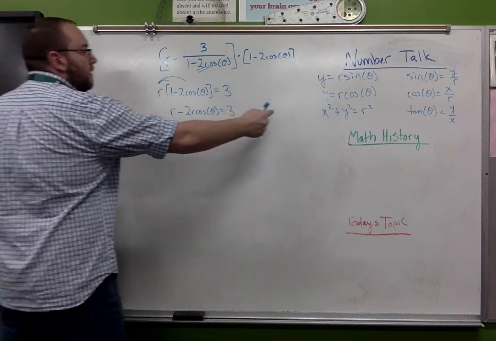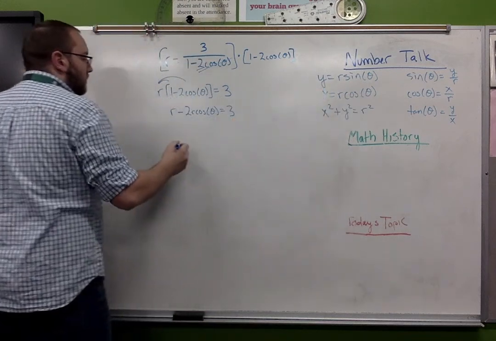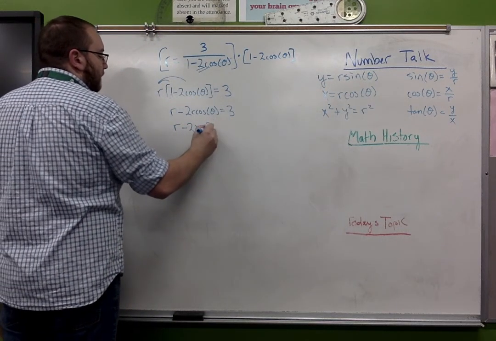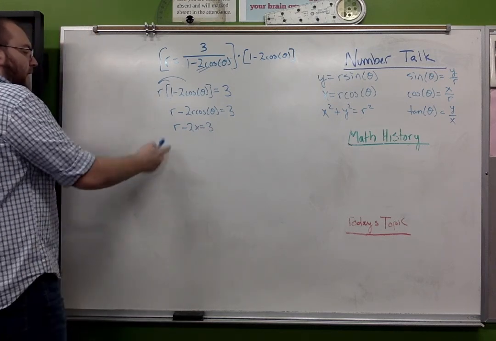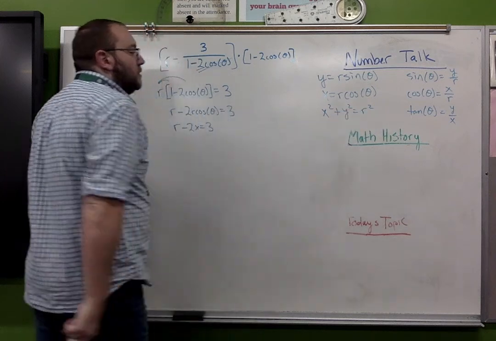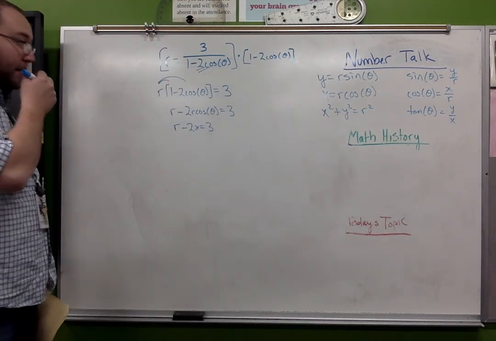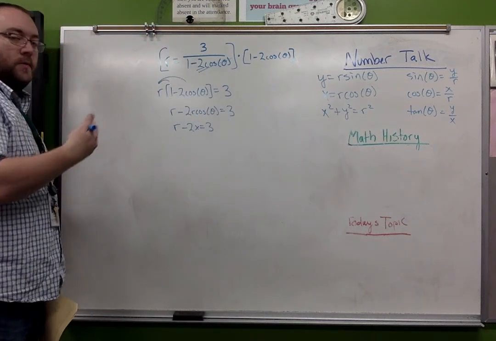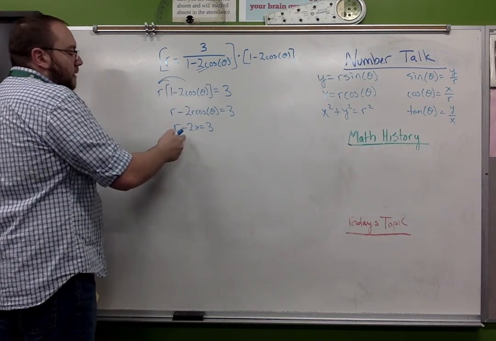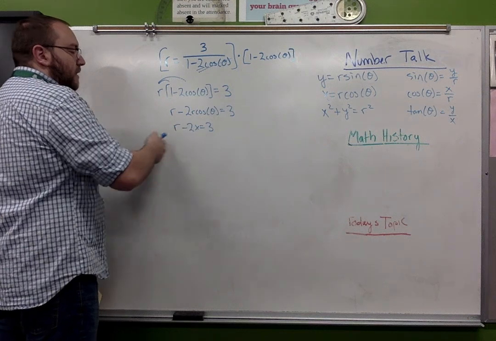r cosine theta is equal to x. So I'm going to substitute x in there. So r minus 2x is equal to 3. Now, I got to get rid of this r. The only thing I have over here is r squared. So I can square both sides and get r squared. I'm allowed to do that, right? Algebra says whatever I do to one side, I have to do to the other. But if I square this side, then I'm going to have r's and x's mixed together when I distribute.